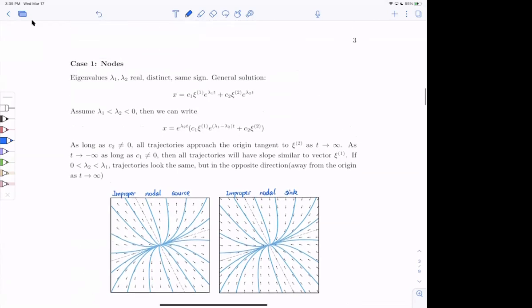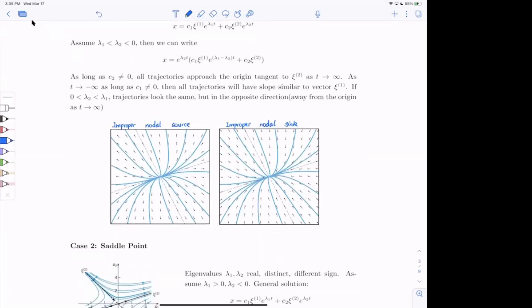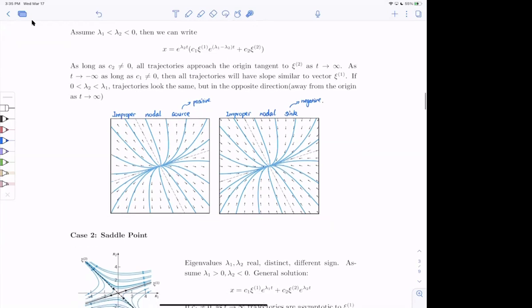Remember, this is when your eigenvalues are real, distinct, and they have the same sign. Source means they are positive, the same sign, they're both positive, and sink means they are negative. So they are both negative. And the graph looks like this. If you're asked to graph it, it should look something like this.